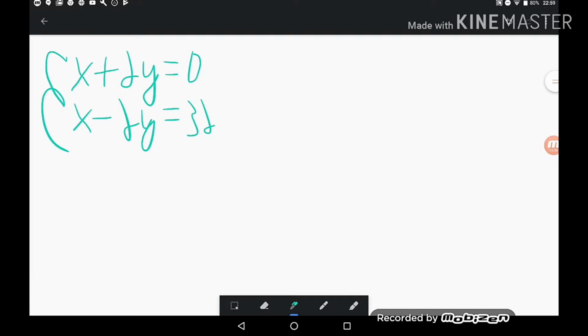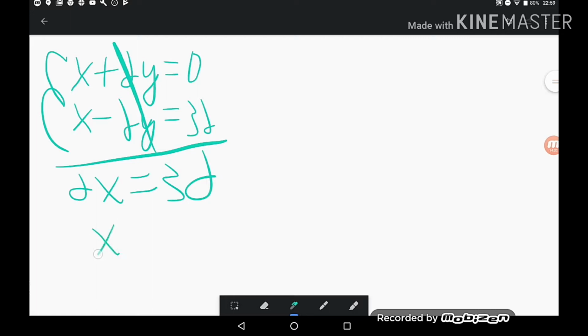Alright, so now we have x plus 2y equals 0. And x minus 2y equals 32. And what do you know? It's given to us that we have to get rid of the y's because negative 2y and 2y automatically result in 0, so they're gone. And we are left with 2x equals 32 and x equals 16.